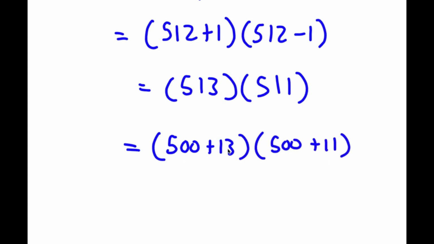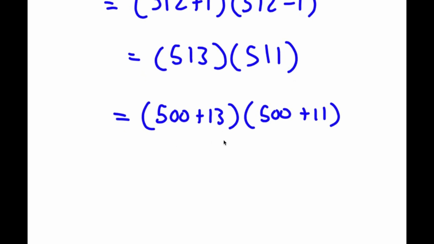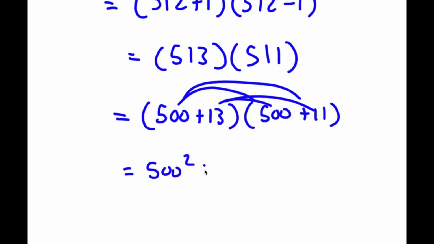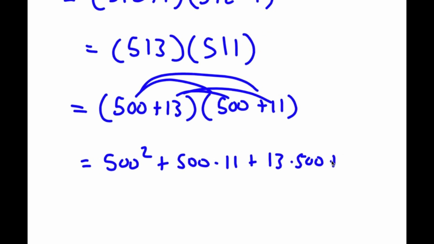So now I have 500 plus 13 times 500 plus 11. So to solve this, I'm actually going to distribute both of those terms. So I'm going to distribute 500 and 13. So I have 500 times 500, which is the same thing as 500 squared, plus 500 times 11, plus 13 times 500, plus 13 times 11.